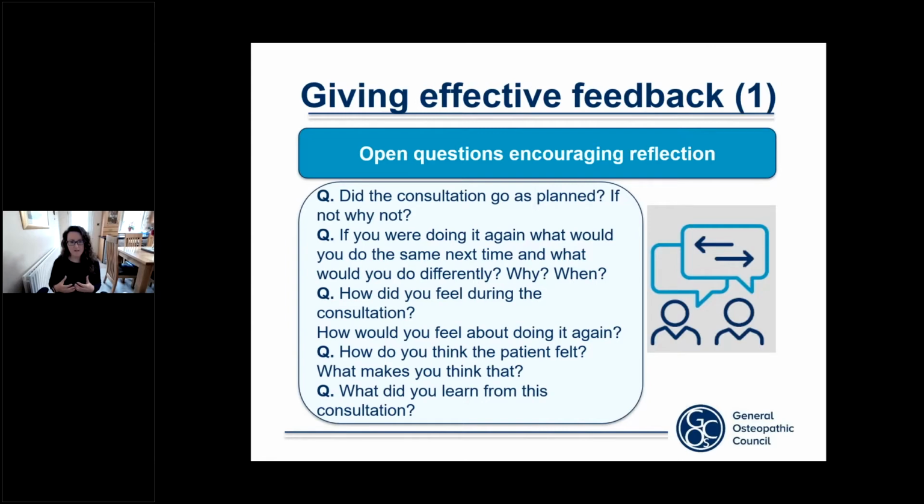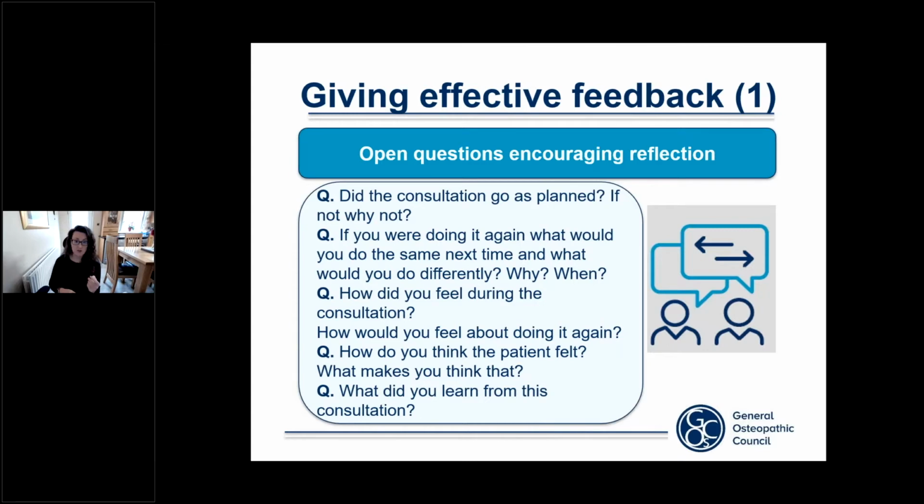Realistically, if somebody is bringing a case to discuss, it didn't go the way that they wanted. So the answer is likely to be no. And if not, why not? And then give them space to explain what's gone on, to talk it out with you. Here's a list of good questions. If you were doing it again, would you do the same next time? And what would you do differently?